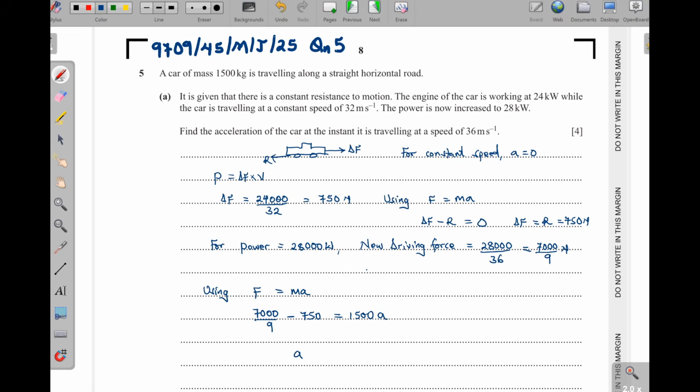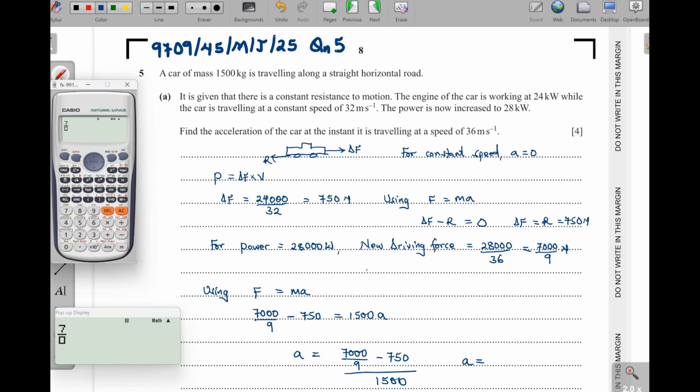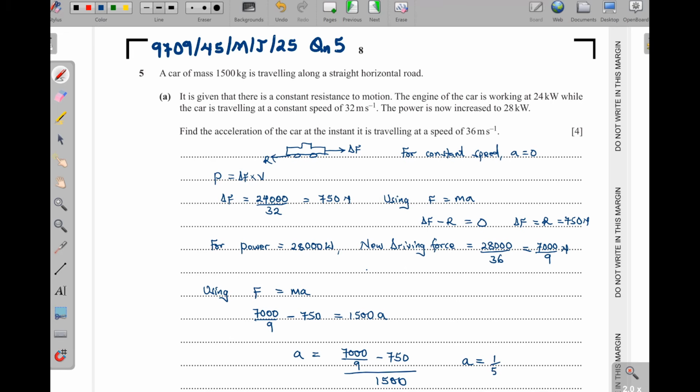So don't you think now we can get our acceleration here? 7,000 over 9, then minus 750. Then we shall divide this by 1,500. So what will be the acceleration here? 7,000 over 9 minus 750, then we divide by 1,500. So this is 1 over 54. I'm just going to keep it exact, 1 over 54 meters per second squared. If you want, you can write it to 3 significant figures. So that is that.